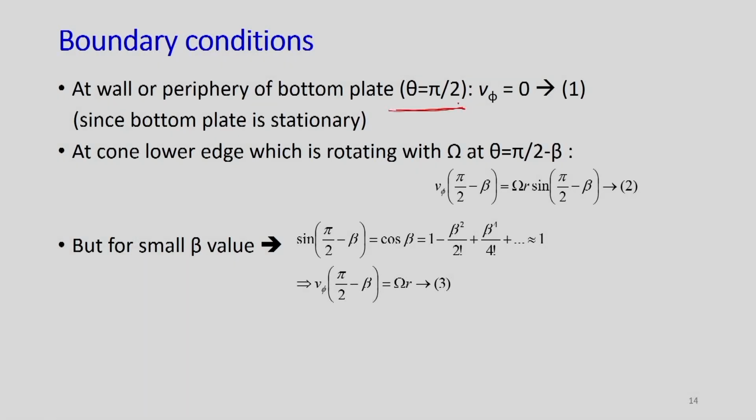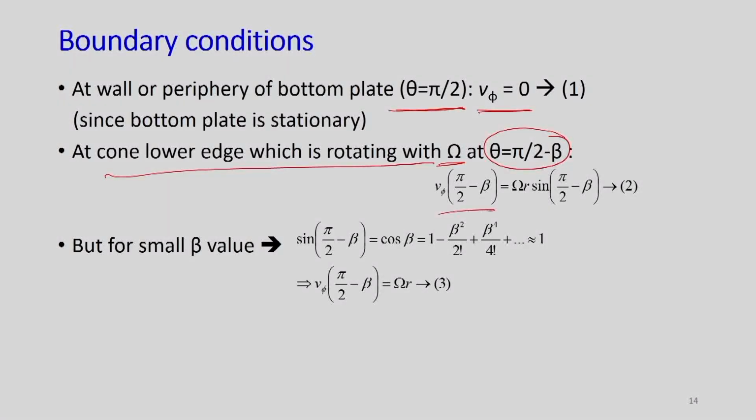is theta equals pi by 2. The bottom plate is stationary, so V phi has to be 0. At the cone lower edge, which is rotating with angular velocity omega, the lower edge of the cone is described in terms of theta as pi by 2 minus beta, because theta we are measuring from the top, and this is at the lower edge.